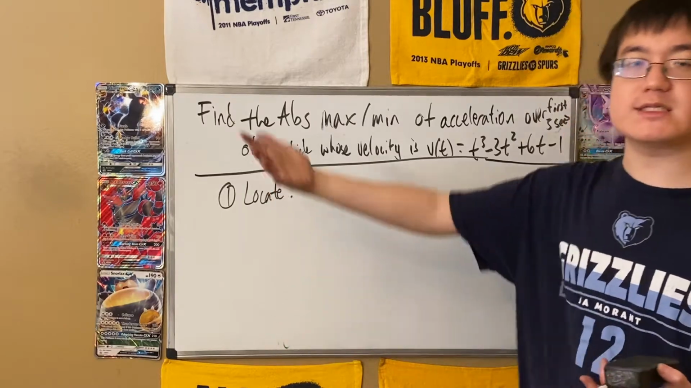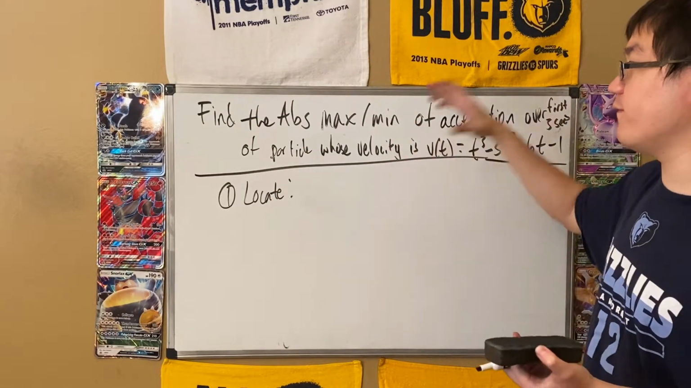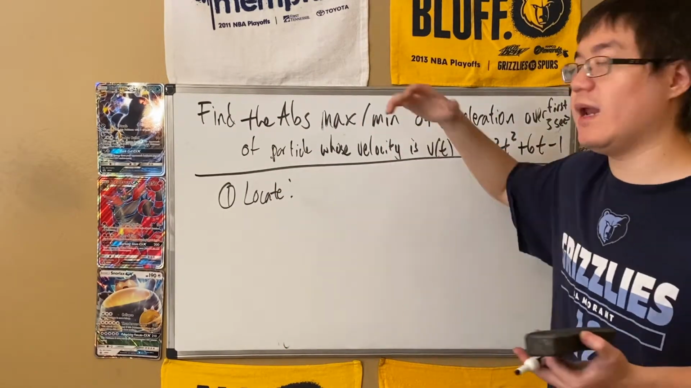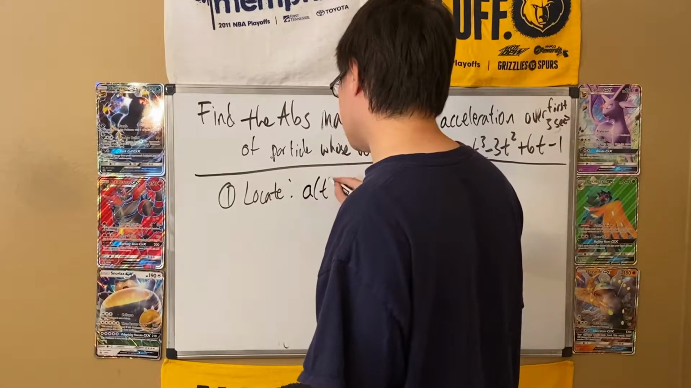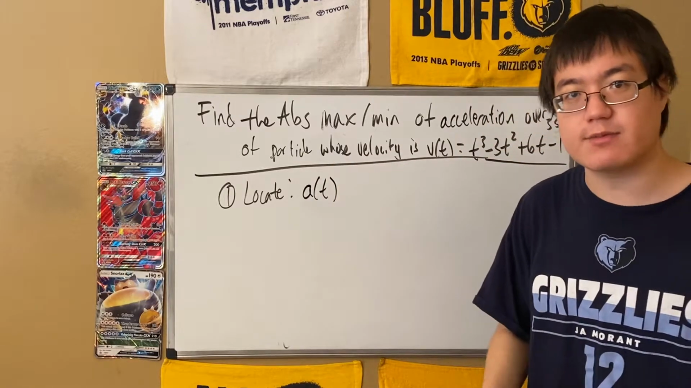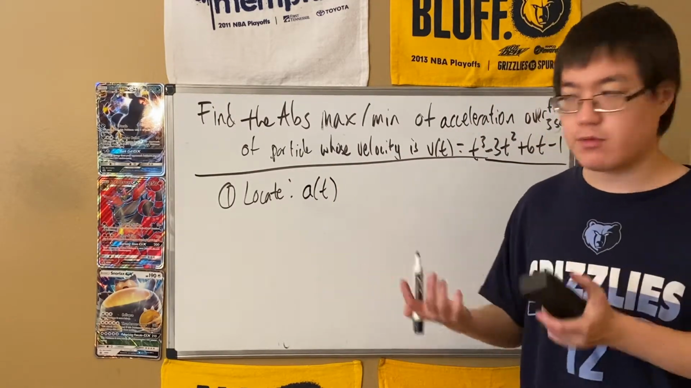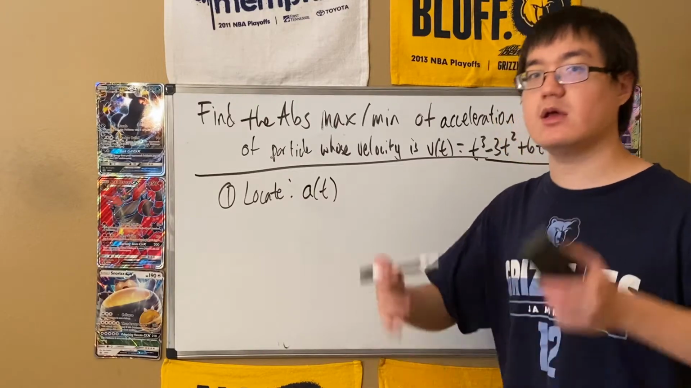What I'm going to first do is take the derivative, because that's how you find the acceleration from velocity, and I'm going to work with that as the locate. So in this case, I need to take a derivative just to get to the locate step. Whatever you need to do, if you need to run around the world just to get to this locate step, you have to do it.